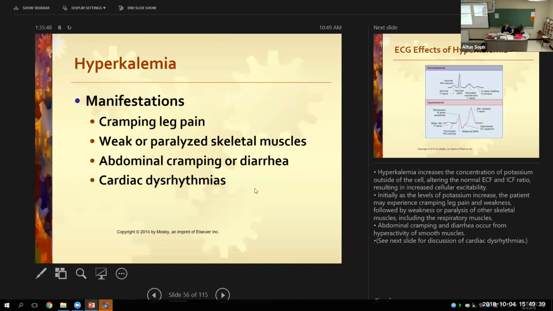What are you going to see with hyperkalemia? You may see cramping leg pain, weakened or paralyzed skeletal muscles, abdominal cramping or diarrhea, and cardiac dysrhythmias. And you also see this, to a degree, especially the leg pain and the cardiac dysrhythmias, when you have a low potassium as well. It's a little bit different in what you see, but you do see that.